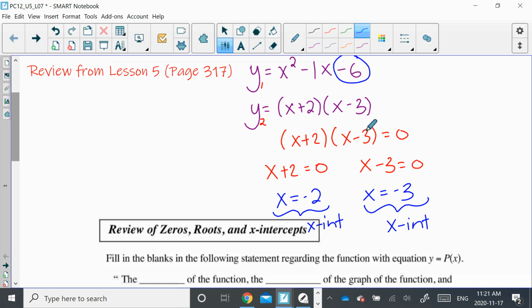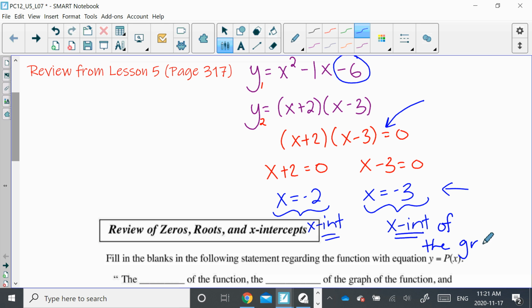So again, the zeros of my graph, or the zeros of my function, this is a function because I let it equal 0. So the zeros of my function, what I get when I solve for the zeros of the function, are the x-intercepts of the graph.